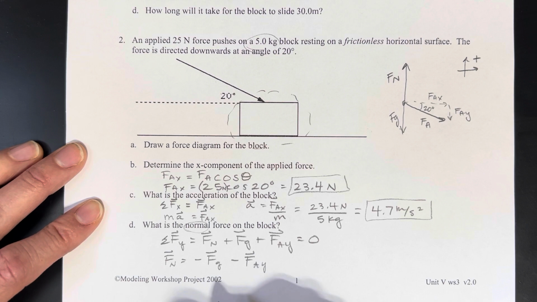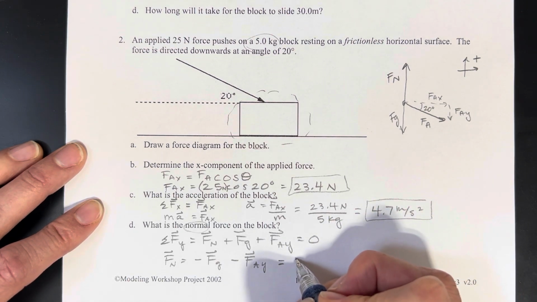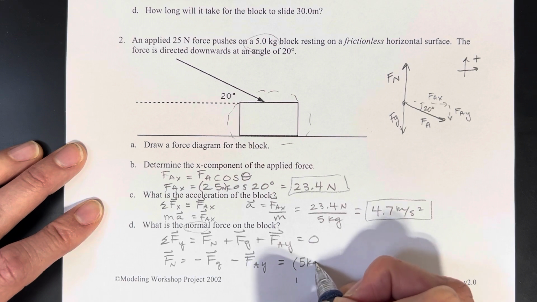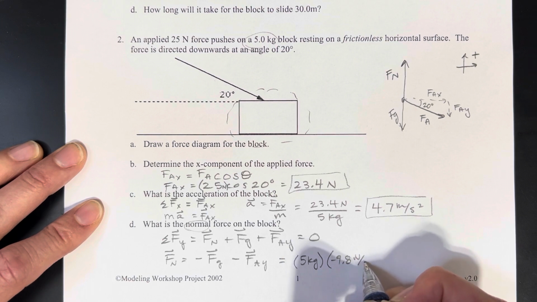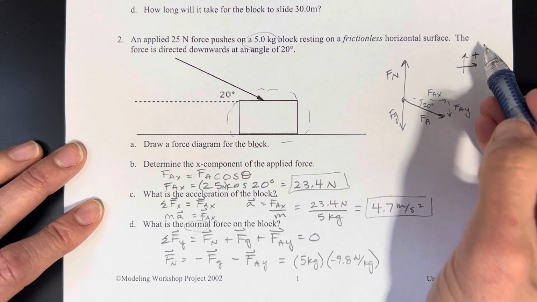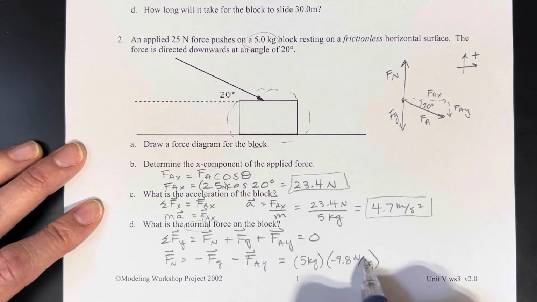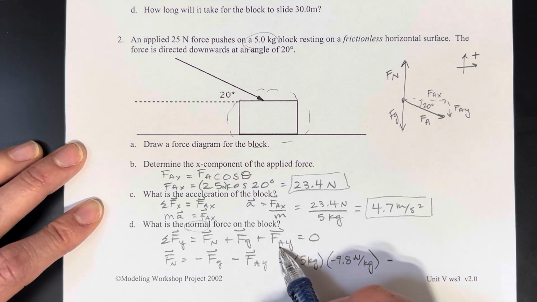So then I am just going to plug in numbers from here. So I get my force of gravity is mass, which is 5 kilograms, times negative 9.8 newtons per kilogram. I have to put a negative sign there because I chose up as positive and gravity is acting down, so this term needs to be negative. And then I subtract my force applied in the Y direction.